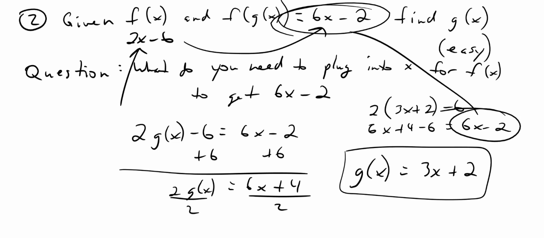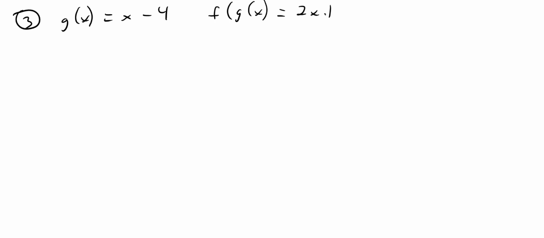Okay, so super easy check. And again, this is the easy one. The harder one is actually finding f of x, and that's going to be our last one. Okay. All right, so let's do that. G of x, so this is our third category here. So g of x is equal to x minus 4, and f of g of x is equal to 2x plus 6. And my question is, what is f of x?